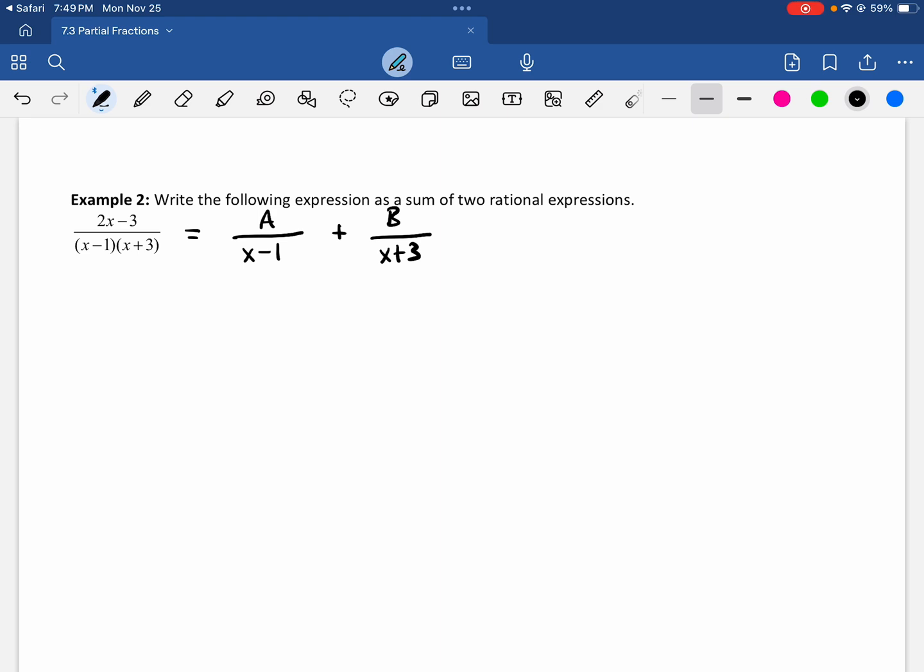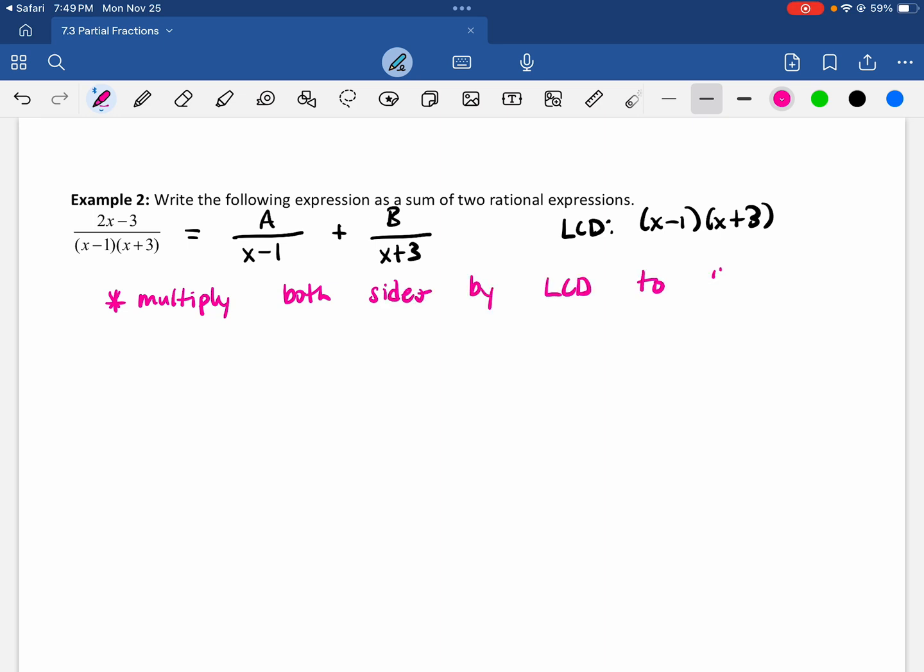All right, so to do that, our LCD is x minus 1, x plus 3. So the first thing we're going to do is multiply both sides by the LCD to, we'll call it, clear all our fractions. So we're not dealing with any fractions anymore.